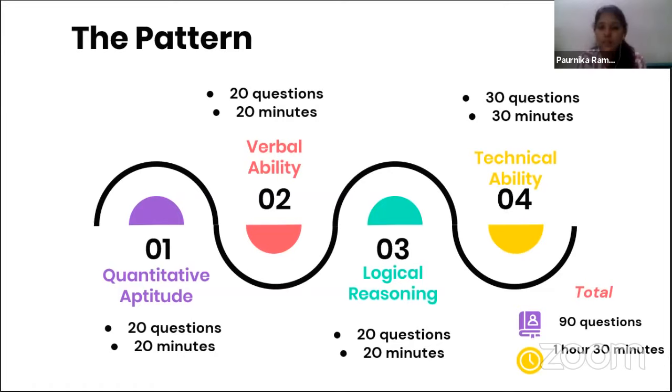But quantitative ability is more of mathematical logic that you have to apply, your presence of mind, the time management skills you possess. Your personal traits too matter a lot when it comes to solving quantitative ability questions. So be very careful when you're solving those kinds of questions. All right, so we have a total of 90 questions to be solved in 1.5 hours. This is the exact pattern that Hexaware is following.